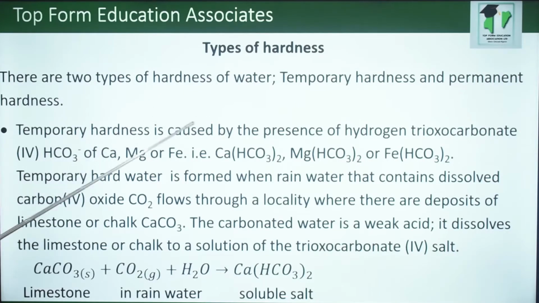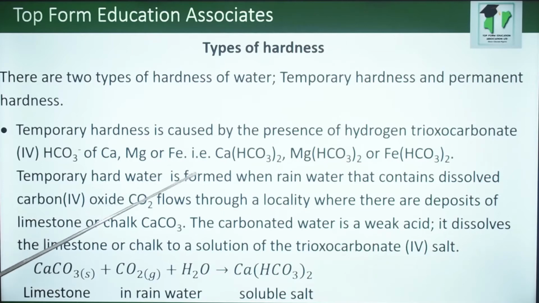Temporary hardness is caused by the presence of hydrogen trioxocarbonate IV of calcium, magnesium, or iron. That is, calcium hydrogen trioxocarbonate IV, magnesium hydrogen trioxocarbonate IV, or iron hydrogen trioxocarbonate IV.